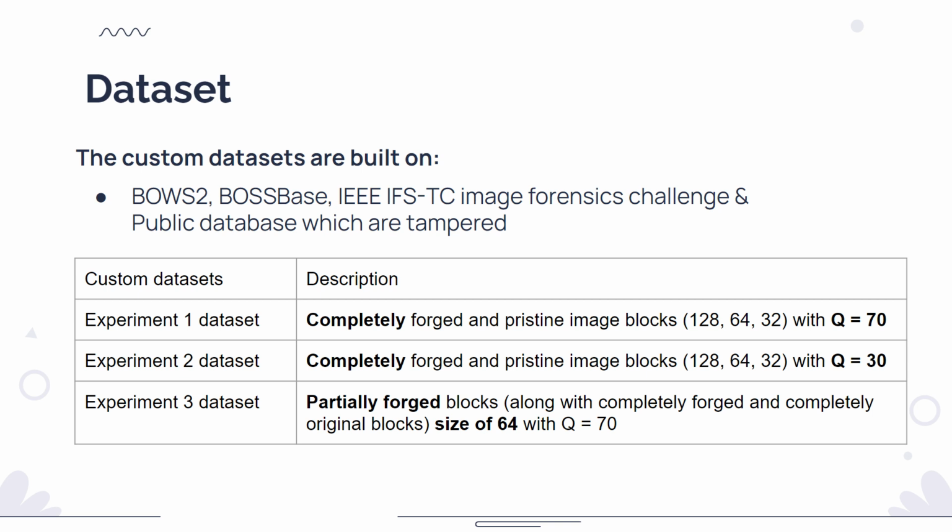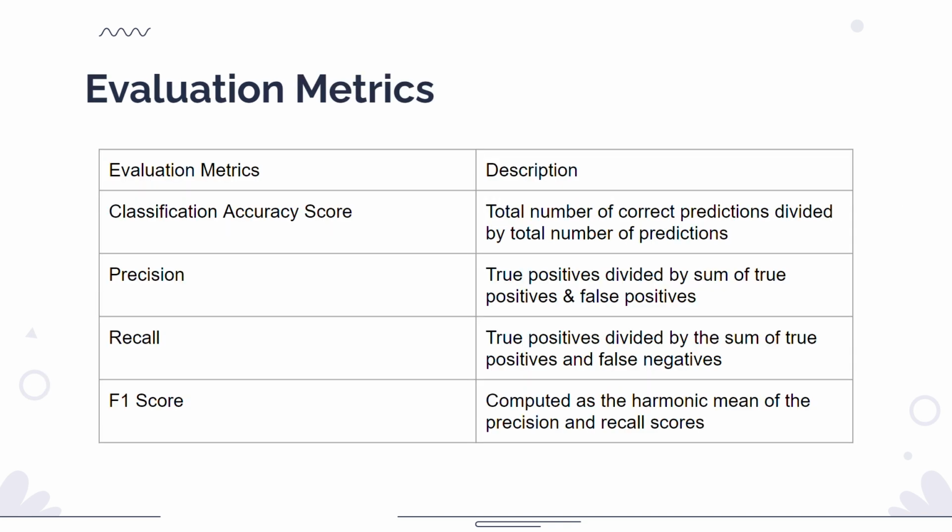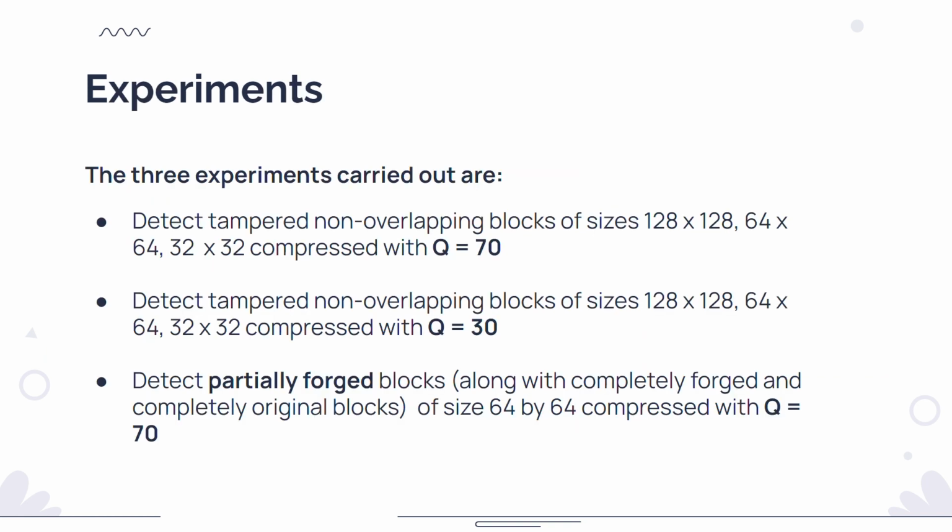Experiment 3 dataset is built to test the performance of the model in detecting partially forged blocks, as in practical scenarios, forgery can occur in any regions of the image. This diagram depicts the overall workflow of the proposed image forgery detector. The evaluation metrics that I'll be using for the experiments are as shown. The 3 experiments carried out will be trained on the custom datasets mentioned earlier.